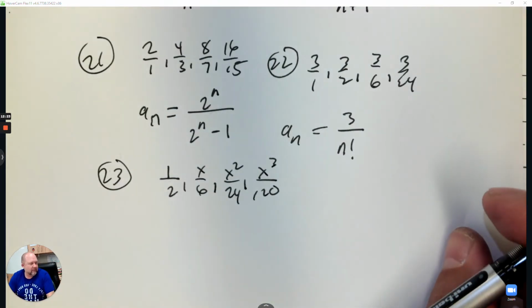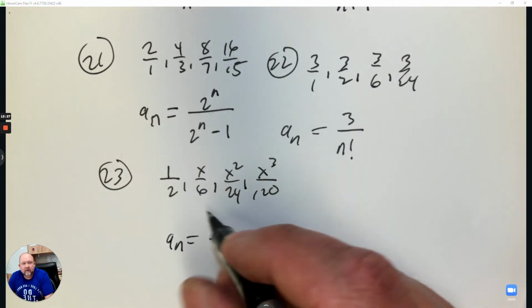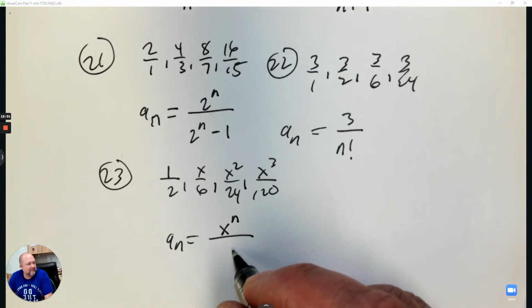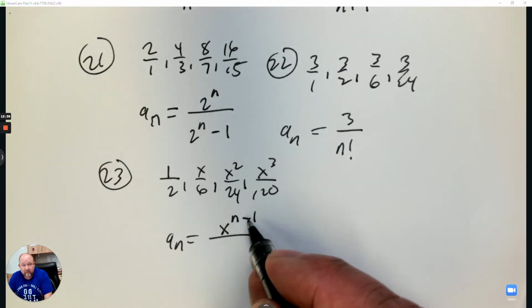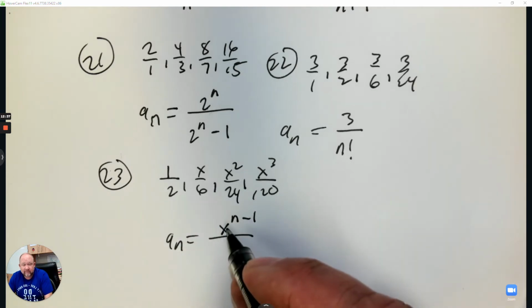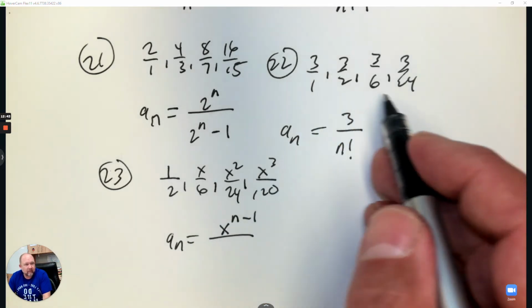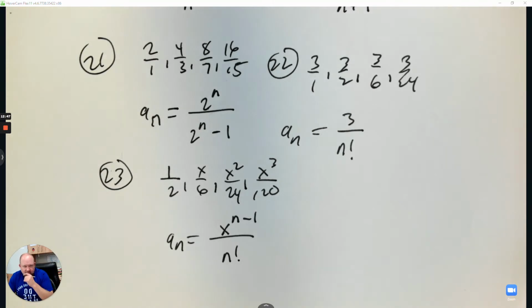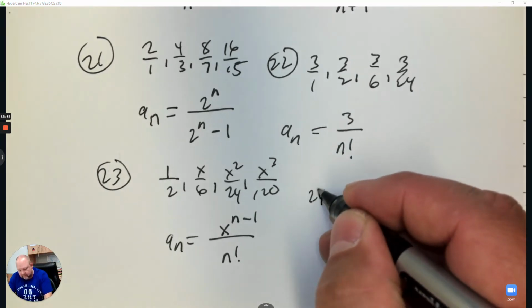This one has a variable expression in it. So if I have x to the exponent n minus 1, when I plug in 1, 1 take away 1 is 0, and x to the 0 is 1. If I plug in 2, 2 take away 1, that's x. If I plug in 3, and so on. Look at the denominator. So that's going to be n factorial. Those are 2, 6, 24, 120, and so on. 24.